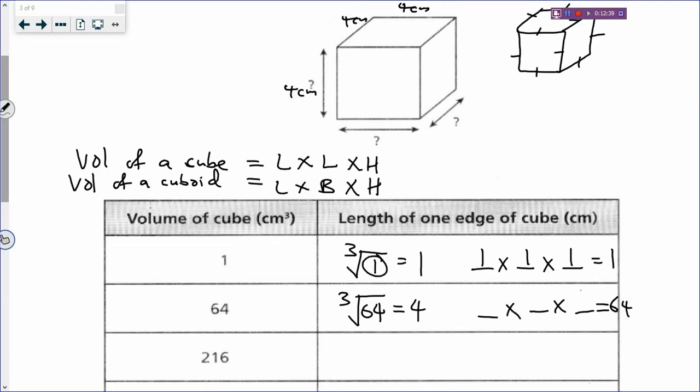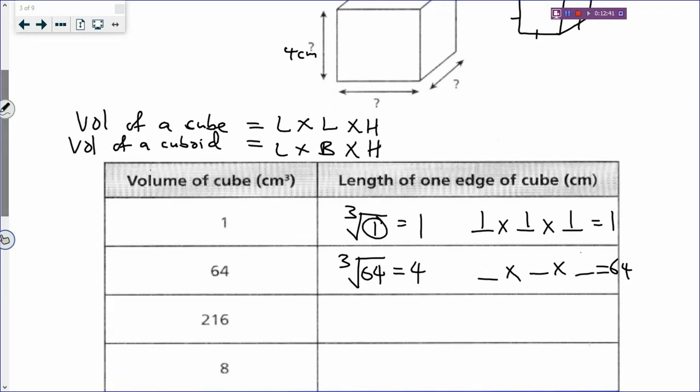So you have to think of a same number. So what number multiplied by the same number will give you 64? Is it 2 times 2 times 2? 3 times 3 times 3? Is it 4 times 4 times 4? So if it's a paper one question, then you will have to do some guess and check.